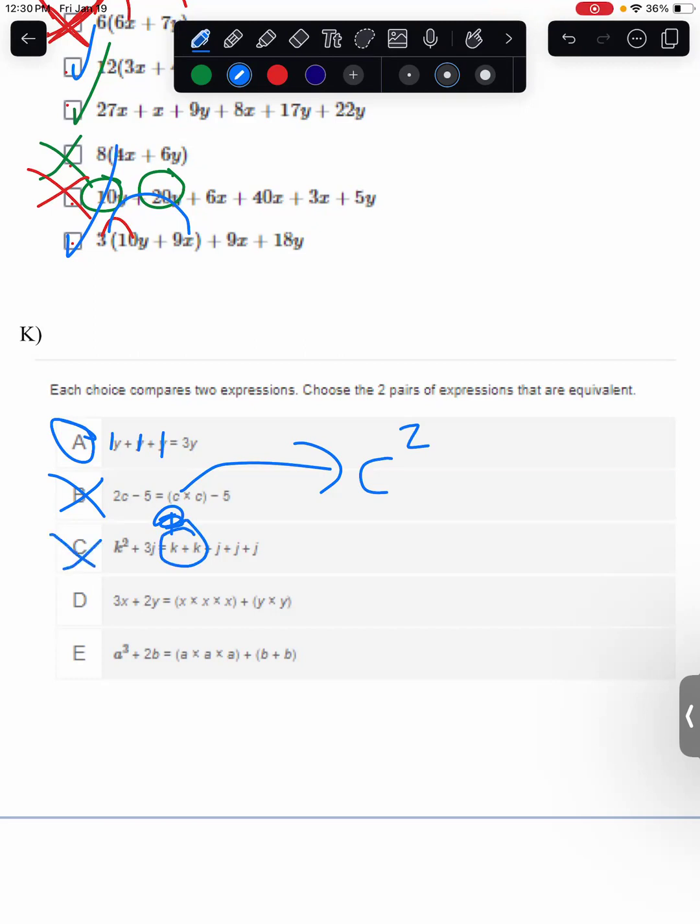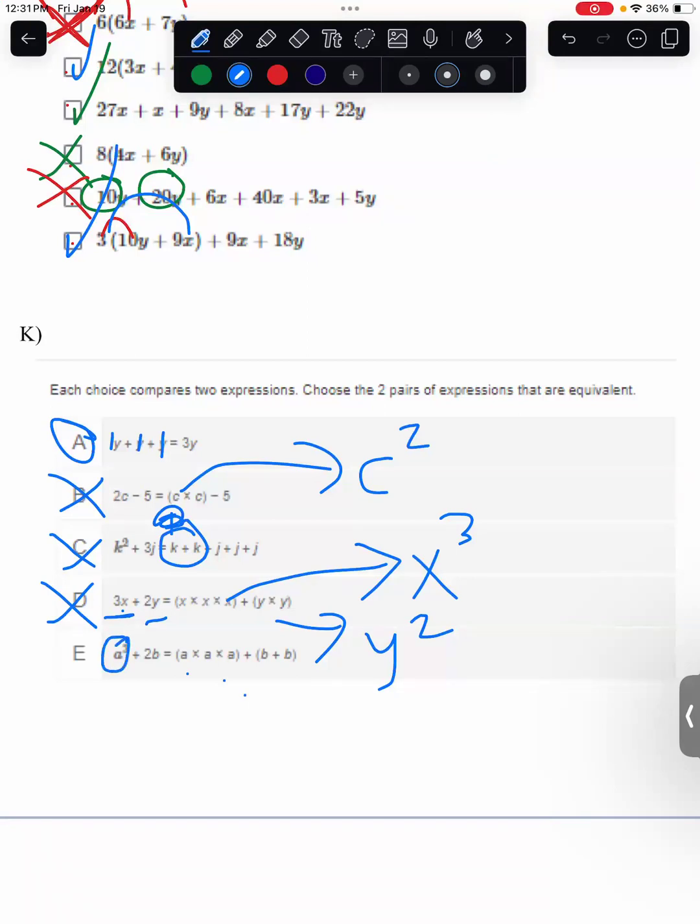All right. 3x, well, this would be x times x times x. That would be x to the third power, right? Back to our exponents. And then this would be y times y. That's y to the second power. So that's not the same thing. This would be x plus x plus x, and that's y plus y. Right here, now we have a times a times a. That's a to the third power. So that's good. 2 times b means b plus b. So you have b 2 times. So that is correct. Okay, so that's the kind of problems that we need to be able to do on our quiz tomorrow. So certainly let me know if you need any help with those.